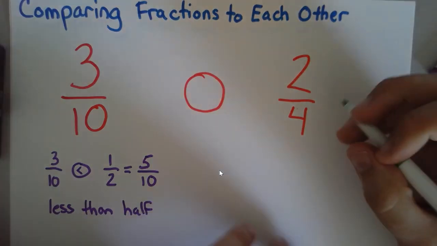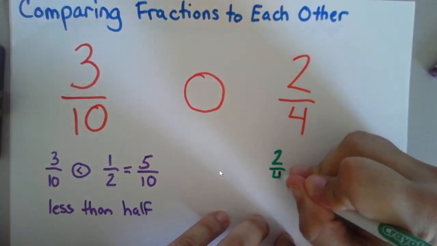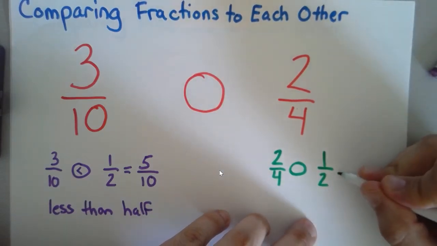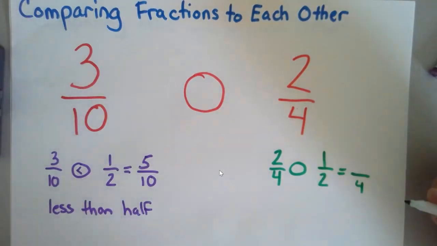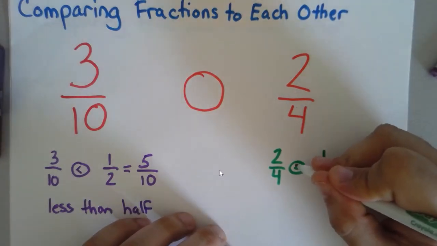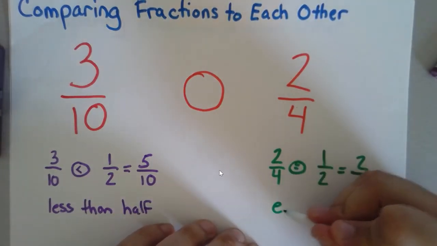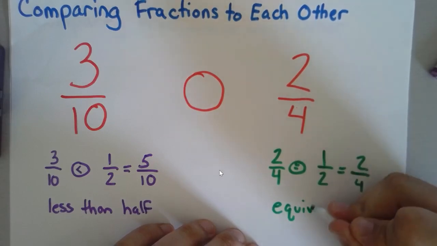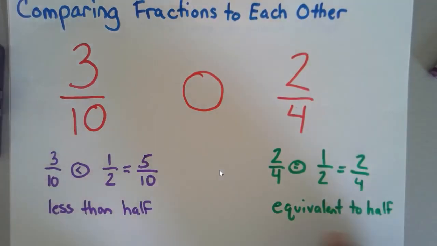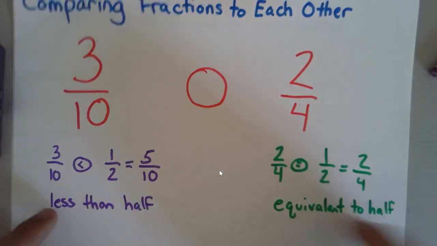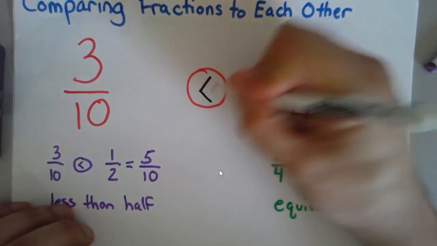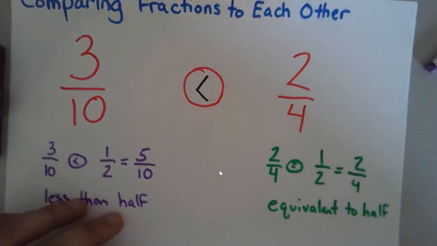So now let's try 2/4. I've got 2/4, and I want to compare that to 1/2. And let's see, a fraction equivalent to 1/2 with a denominator of 4. Well, that's 2/4, and I had 2/4. I know that I'm talking about now their equivalent. So 2/4 is equivalent to half. Well, if 2/4 is half and 3/10 is less than half, it's pretty clear to me that 3/10 is less than 2/4. Let's try another example.